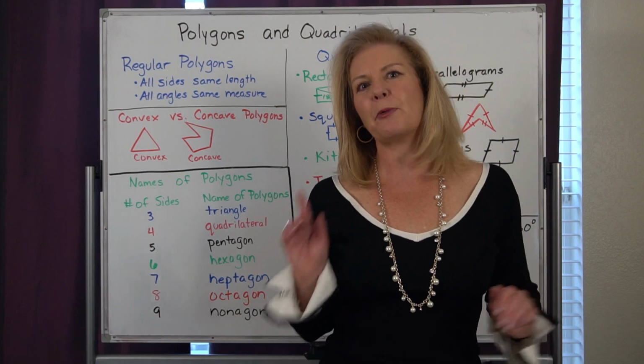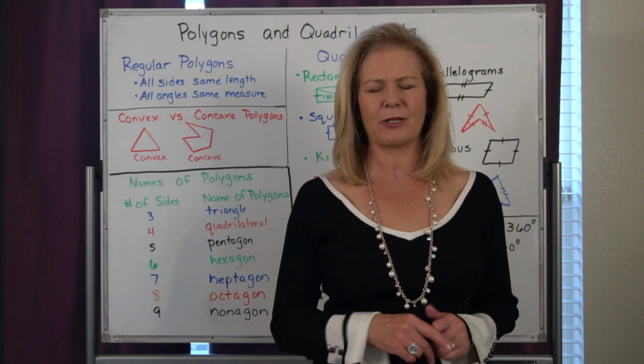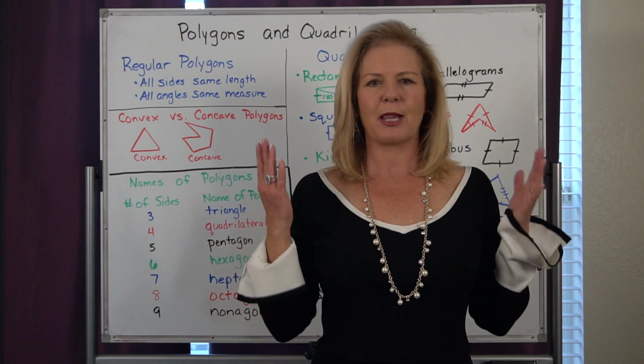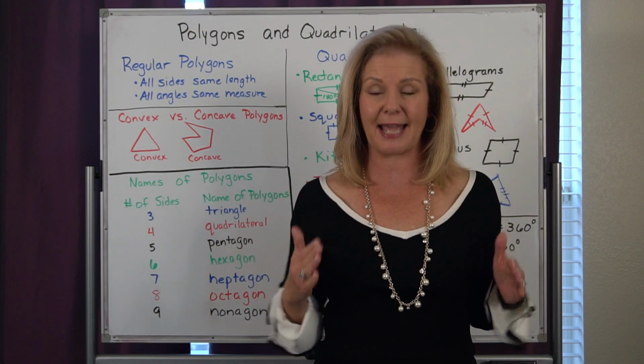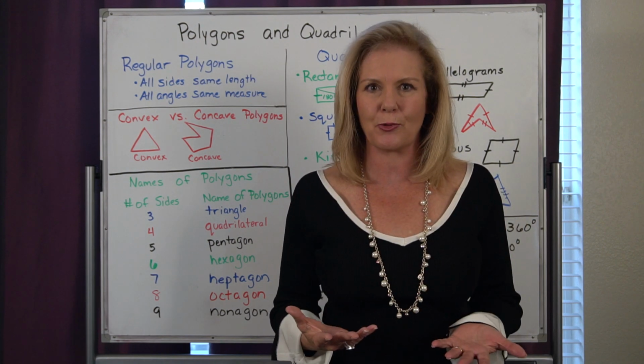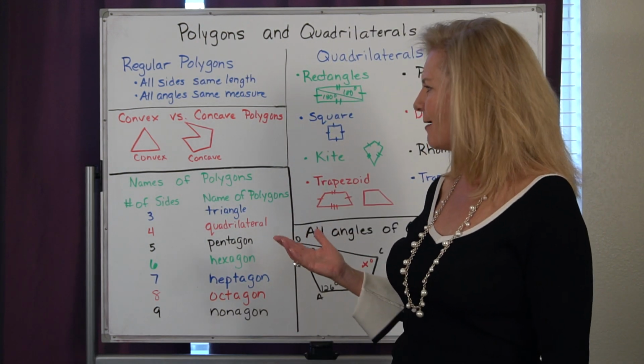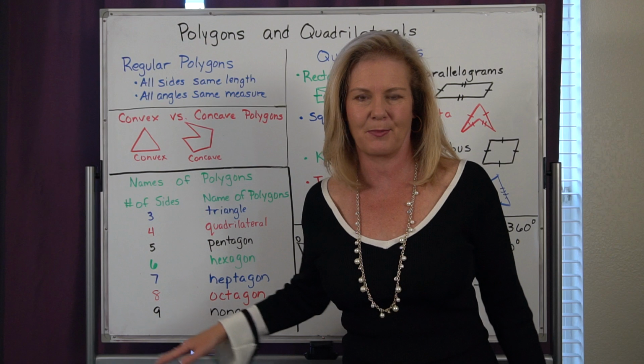Today we are working with polygons and quadrilaterals. What is a polygon? Well, a polygon is just a figure that is made up of straight line segments that are closed. So when we take a look at polygons, we have all different types of polygons.